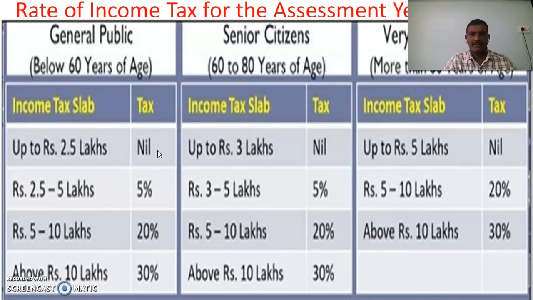The second group is called the senior citizens, who are aged more than 60 years and less than 80 years. Another group is the super senior citizens, who are in the age group of more than 80 years. Based on these age criteria, we have different rates of income tax, and the rate will be fixed on various slabs.